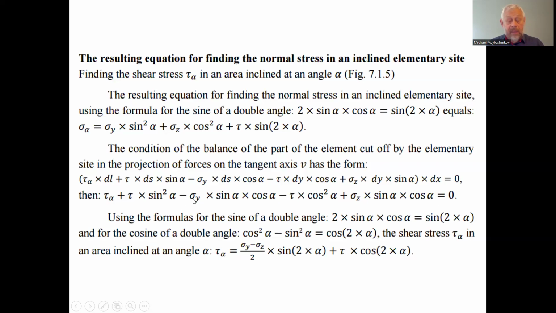Yes, and for minus sigma y plus sigma z we have to consider the sine alpha cosine alpha. And we consider another mathematical transformation, cosine squared alpha minus sine squared alpha equals cosine of 2 alphas. This is cosine squared alpha, this is sine squared alpha, this is plus, this minus, but together we can consider as cosine squared alpha minus sine squared alpha. So we can find that the shear stress in an area inclined at an angle alpha is the ratio, in the numerator sigma y minus sigma z divided by 2, multiplied by sine 2 alpha, plus tau, the tangential stress, multiplied by cosine 2 alpha, the inclination of the cutout plane.